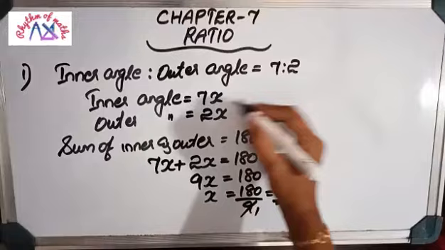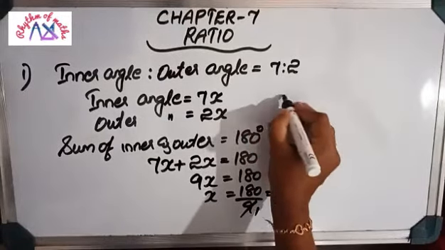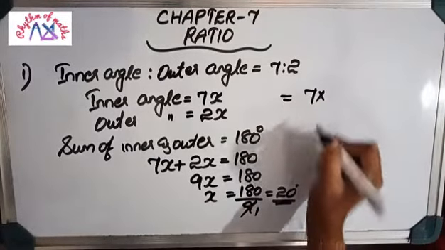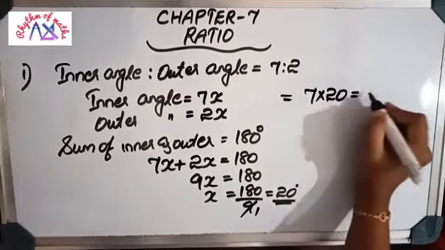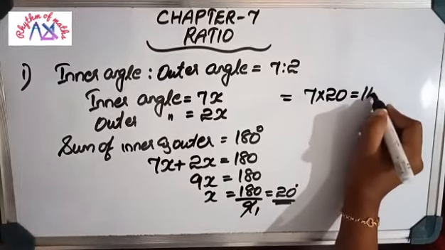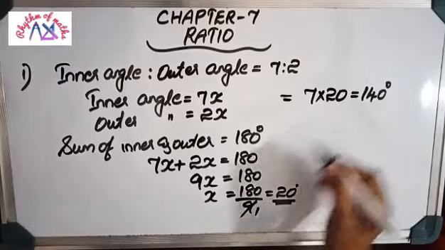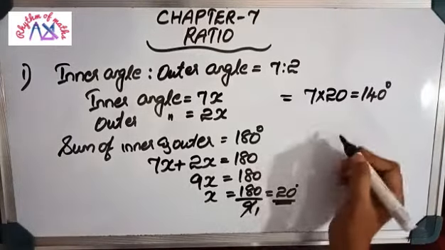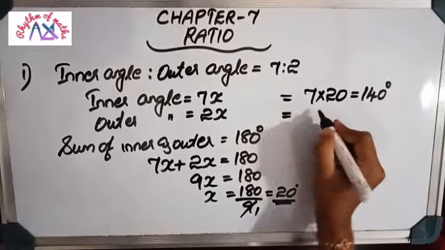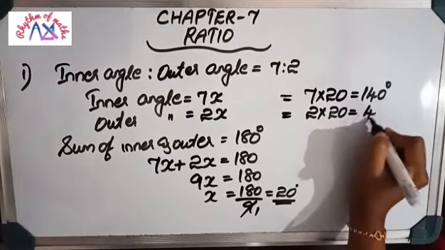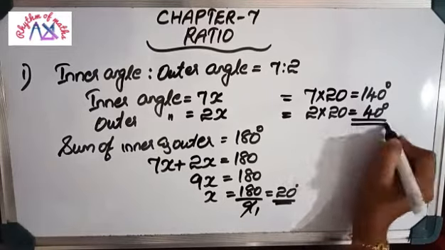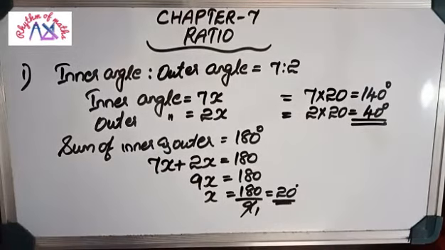That is, inner angle equal to 7x equal to 7 into 20. So 7 into 20 is what? 7 twos are 14, so 140 degrees. 140 degrees is the inner angle. Now the outer angle is 2x, that is 2 into 20, which is equal to 40 degrees. So we got both the angles from the ratio.